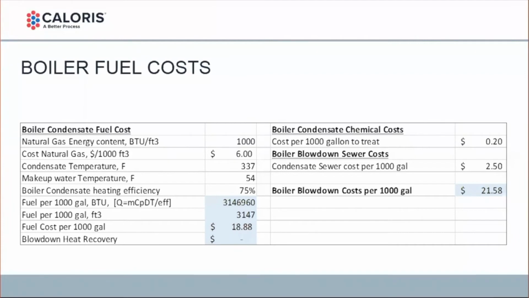Condensate chemical costs are typically pretty low. I'm just going to use 20 cents per 1,000 gallons here. The boiler blow-down sewer costs $2.50. So we add that all up. The cost to put 1,000 gallons of blow-down down the drain is $21.58, which is pretty high. That's where most of our savings is going to be, if we can save on the blow-down going down the drain.